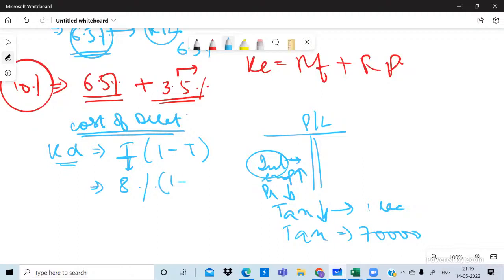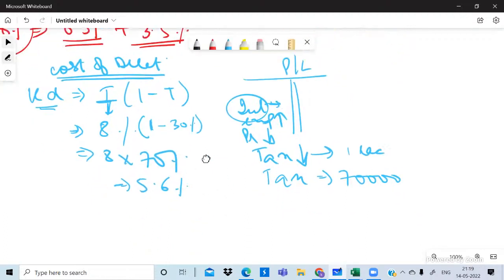And how do I do that? I multiply it with 1 minus the tax rate. So let's say you fall in the 30% tax bracket. So I'll take 1 minus 30%, which is 8 into 70%. So your cost of debt will come as 5.6%. So that's your cost of debt. Cost of debt is interest into 1 minus the tax rate.